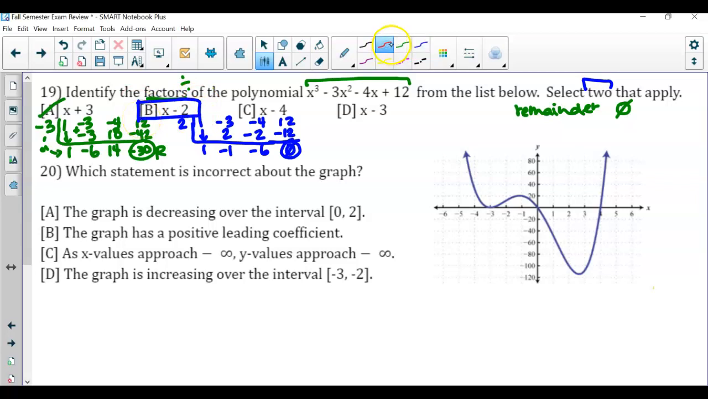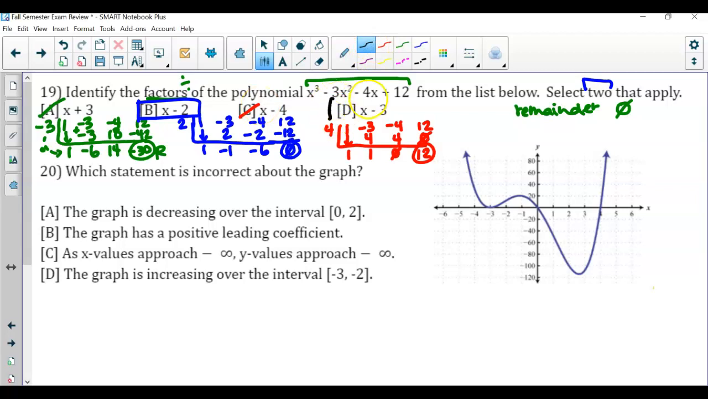Now let's go to C because again, we're selecting 2. Again, change the sign of the divisor, which is positive 4. 1, negative 3, negative 4, positive 12. Again, for the coefficients, bring down the first. 4 times 1 is 4. Add together to get 1. 4 times 1 is 4. Add together, you get 0. 4 times 0 is 0. Add together, you get a remainder of 12. So C is not a factor.